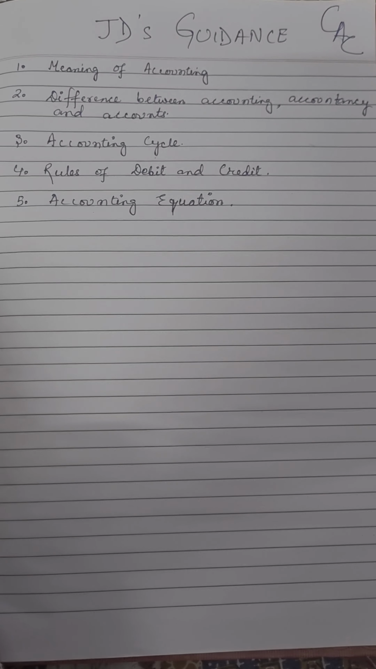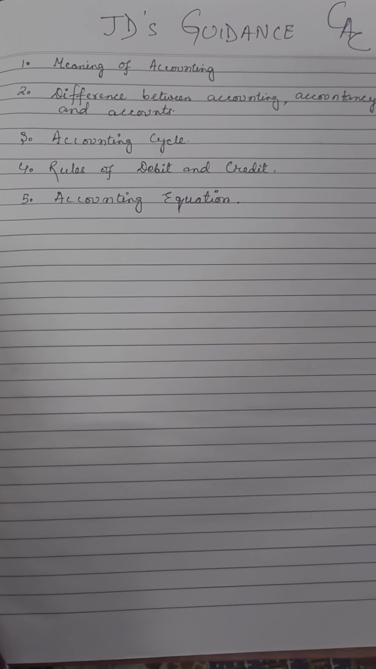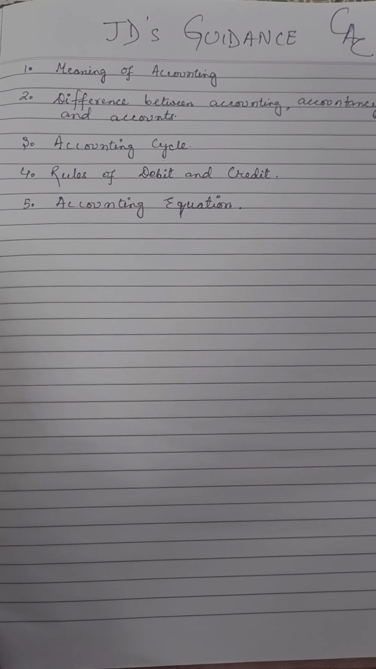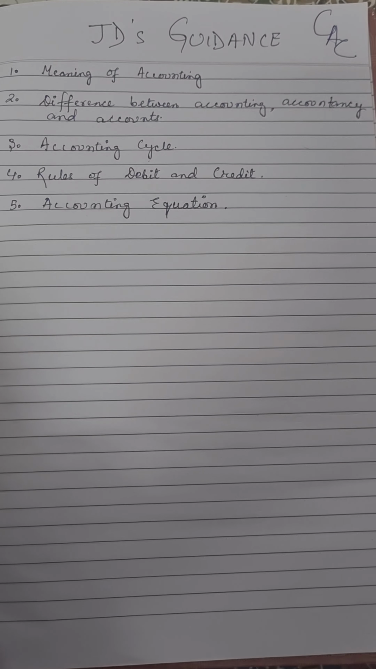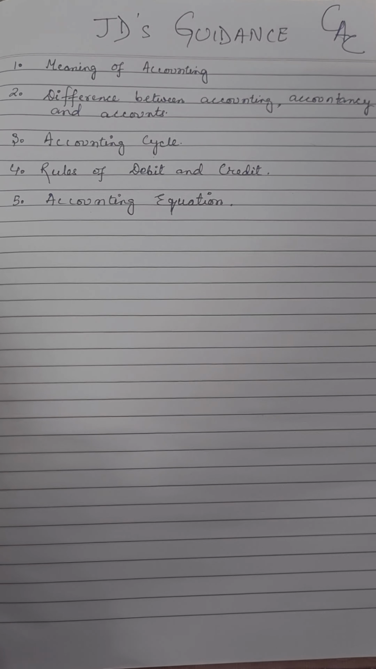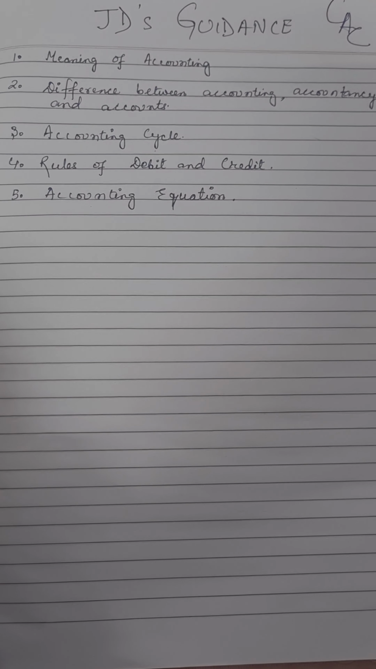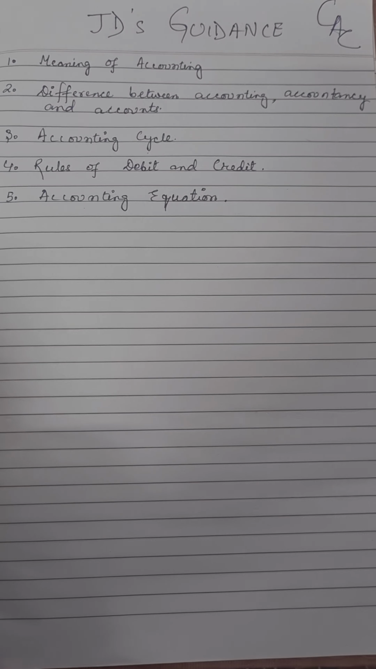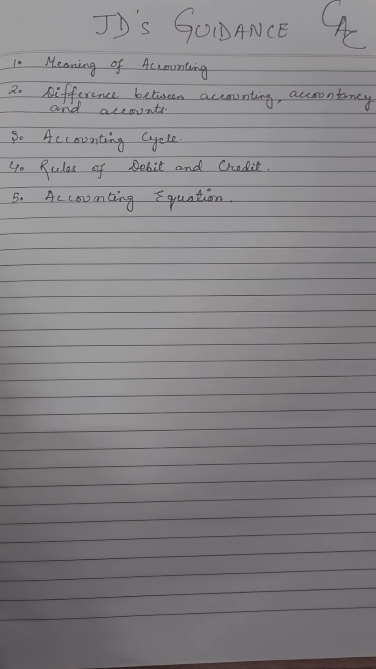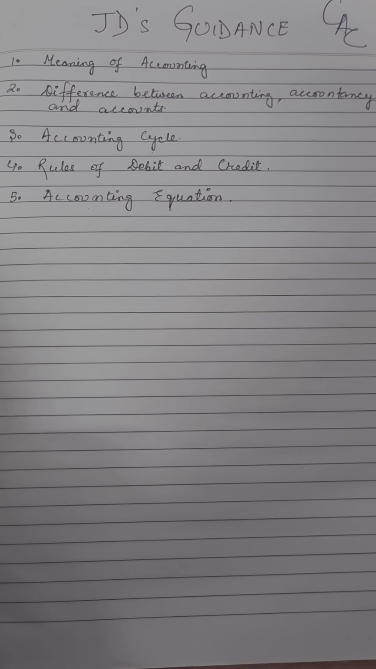Friends, so far we have covered 5 different topics. We started with the meaning of accounting, and the difference between accounting, accountancy and accounts. We have seen what an accounting cycle is, we understood the rules of debit and credit, and finally we have seen what the accounting equation is and how transactions are given effect in the accounting equation.